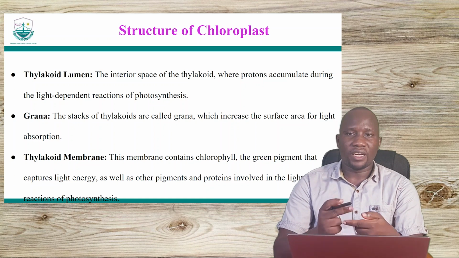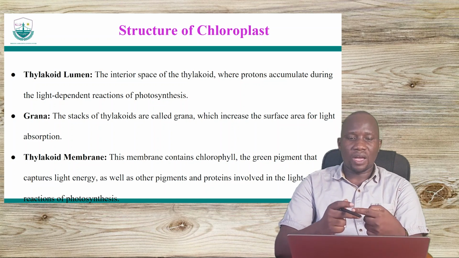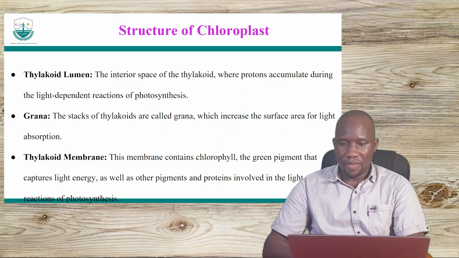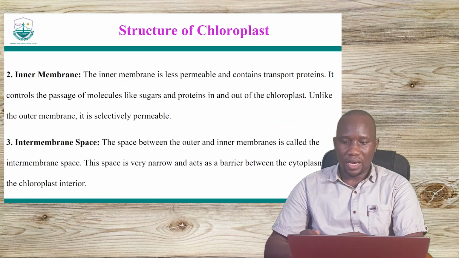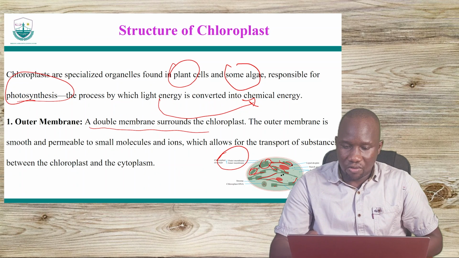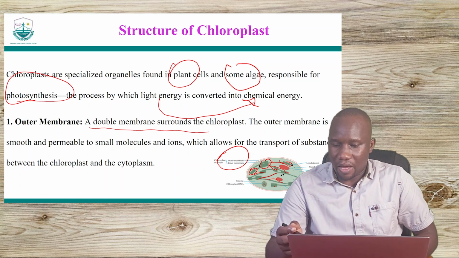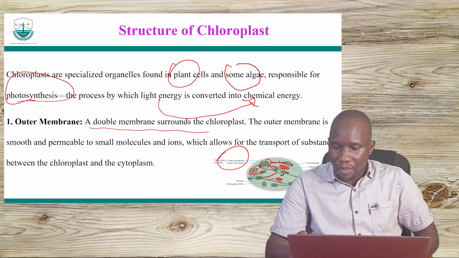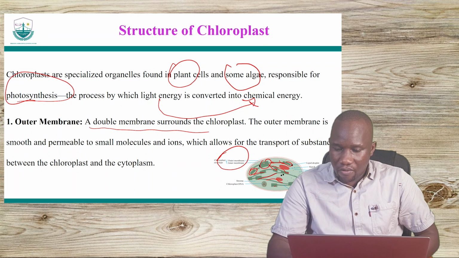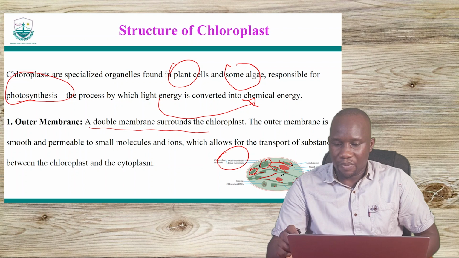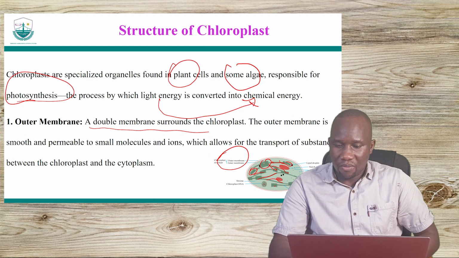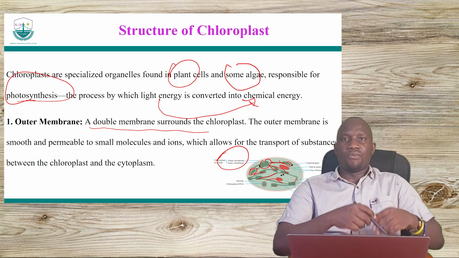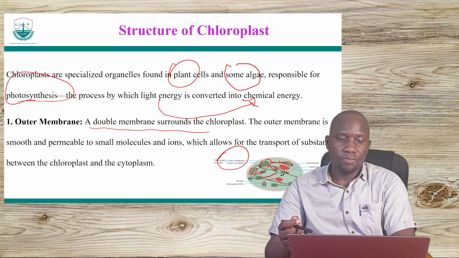And then we have the grana. You have a stack of the thylakoids. When you have them stacked on one another, this part here, that's the grana. When you have this here, it's one granum. When you have several of them, this, that, and that, those are the grana.